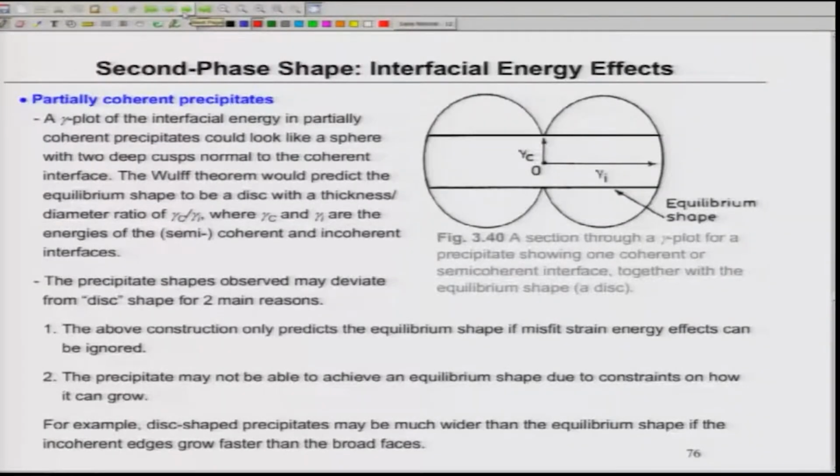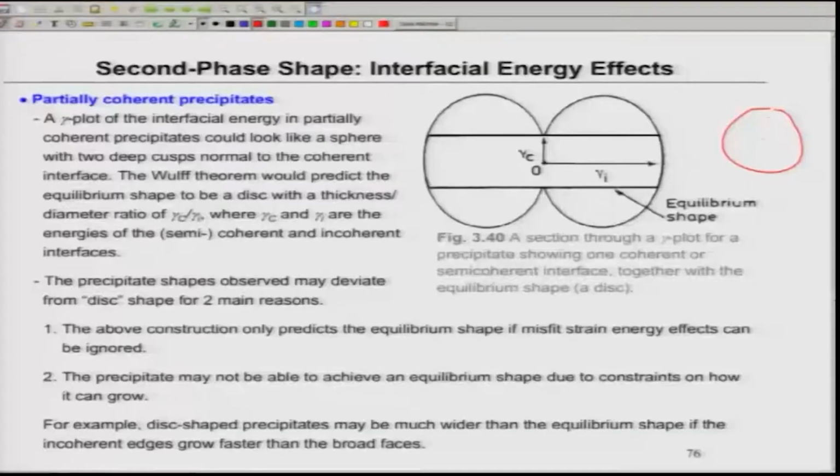If it is partially coherent, that means some of the surfaces of the precipitate are coherent, and some of the surfaces are not coherent. Suppose you have a matrix and you have a precipitate which is like this. These are the surfaces which are coherent, and this surface is partially coherent. The flat surface is perfectly coherent, but the curved surface is partially coherent. So, what will happen then?